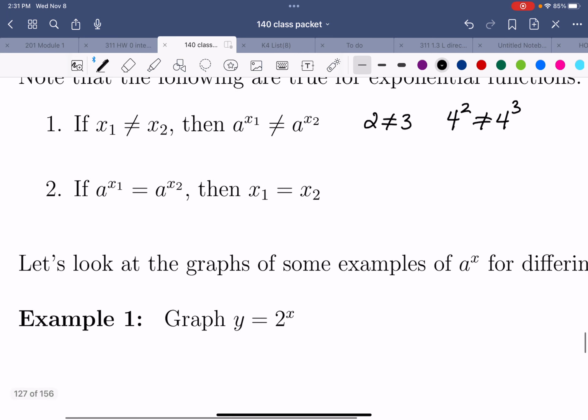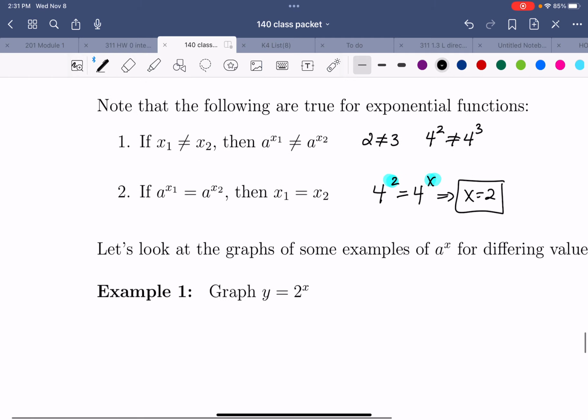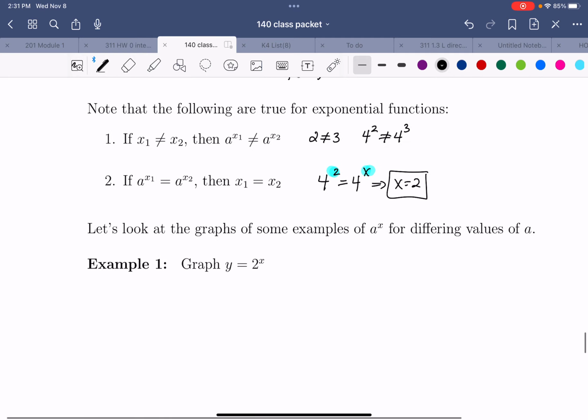But if you go the other way around, so if you have 4 squared equals 4 to the x, then these two exponents must be equal. It's the only way that can happen. All right, so let's look at a couple of these types of functions.